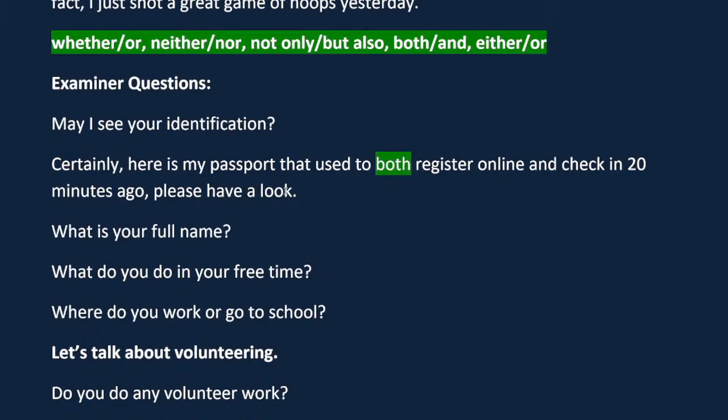What are you emphasizing here, by the way, to the examiner? So if I say this, and repeat after me, okay? And so, Marielle, I see your answer there as well. Of course, have a look. But take a look at my answer here on the screen. So I'm saying, certainly, here's my passport that I used to both register online and check in 20 minutes ago.